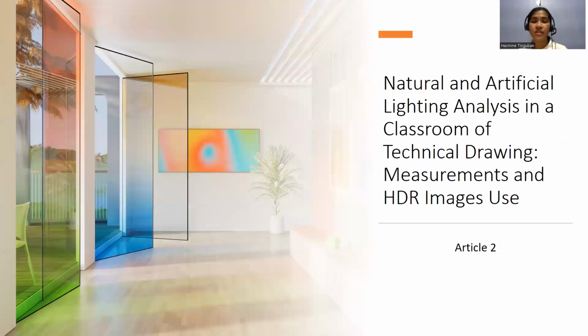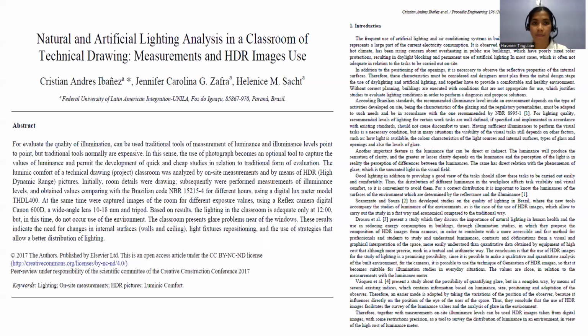Next, we proceed to the Article 2, entitled Natural and Artificial Lighting Analysis in a Classroom of Technical Drawing, Measurements, and HDR Image Use.